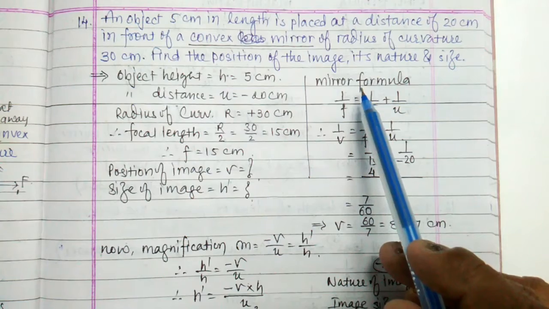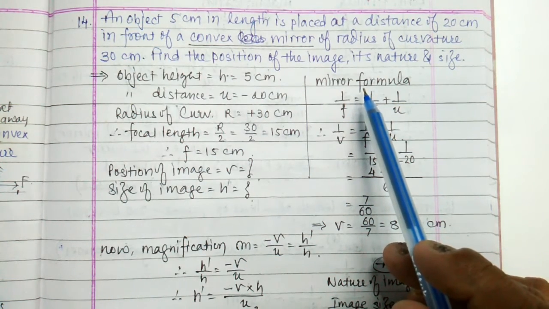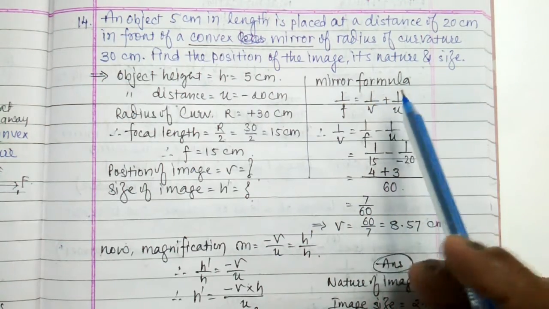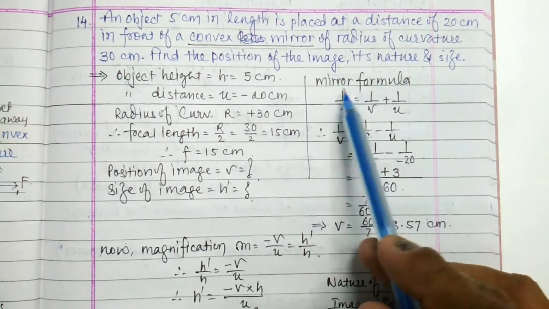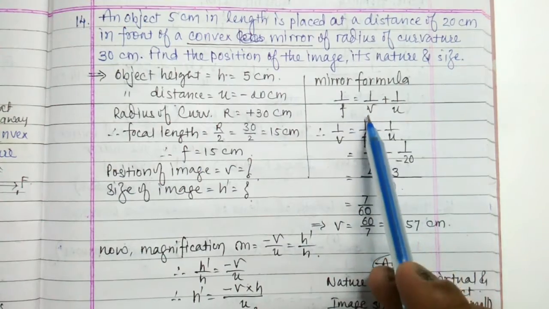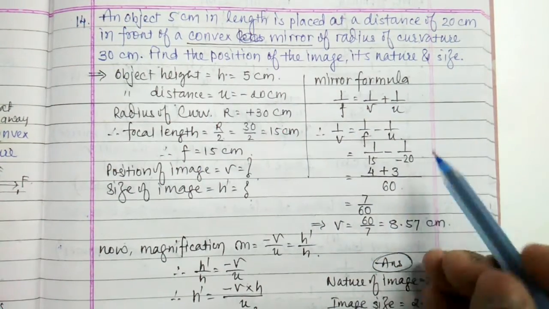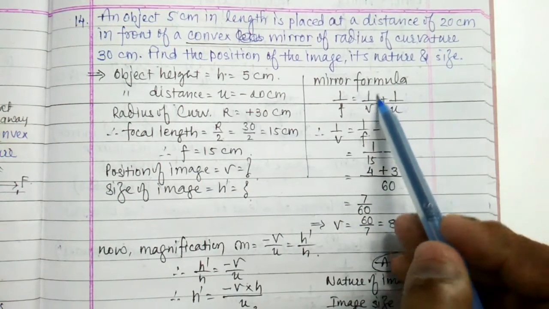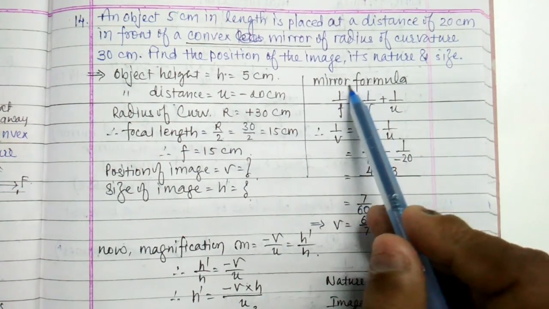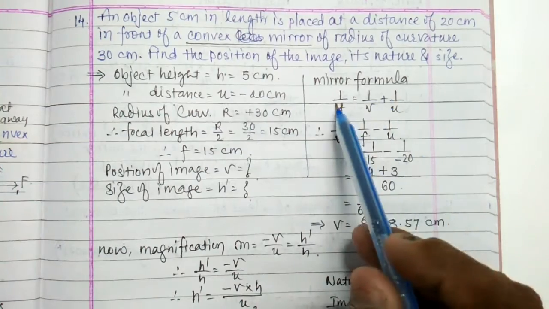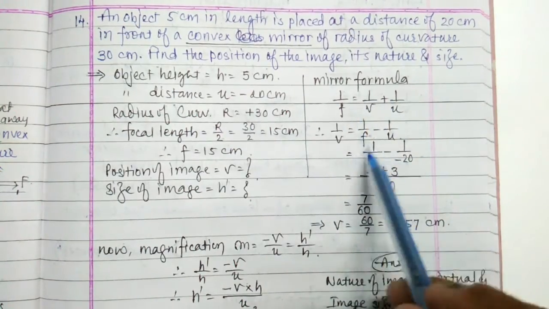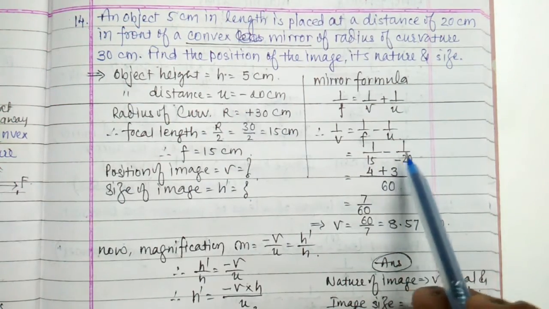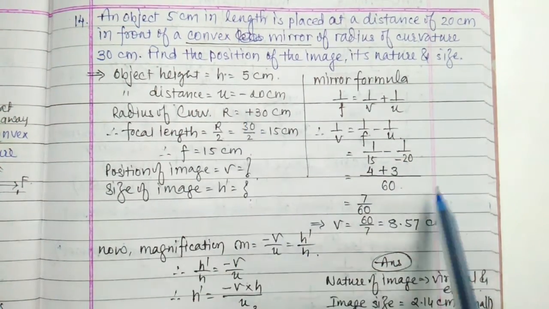We have already discussed many numericals. In a similar way, mirror formula: 1 upon f is equal to 1 upon v plus 1 upon u. Now we have to find v. So u changes side, so it is minus 1 upon u. So 1 upon f minus 1 upon u is equal to 1 upon v. So 1 upon 15 minus 1 upon minus 20.